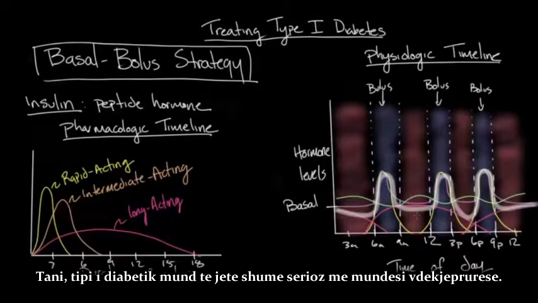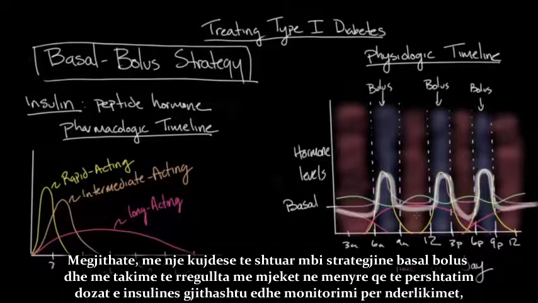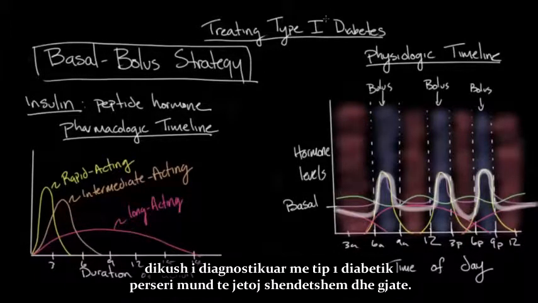Now, type 1 diabetes can be a very serious and potentially even lethal disease. However, with diligent adherence to the basal bolus strategy and regular appointments with one's physician in order to adjust the insulin dosing, as well as monitor for complications, someone diagnosed with type 1 diabetes can still live a very healthy and long life.